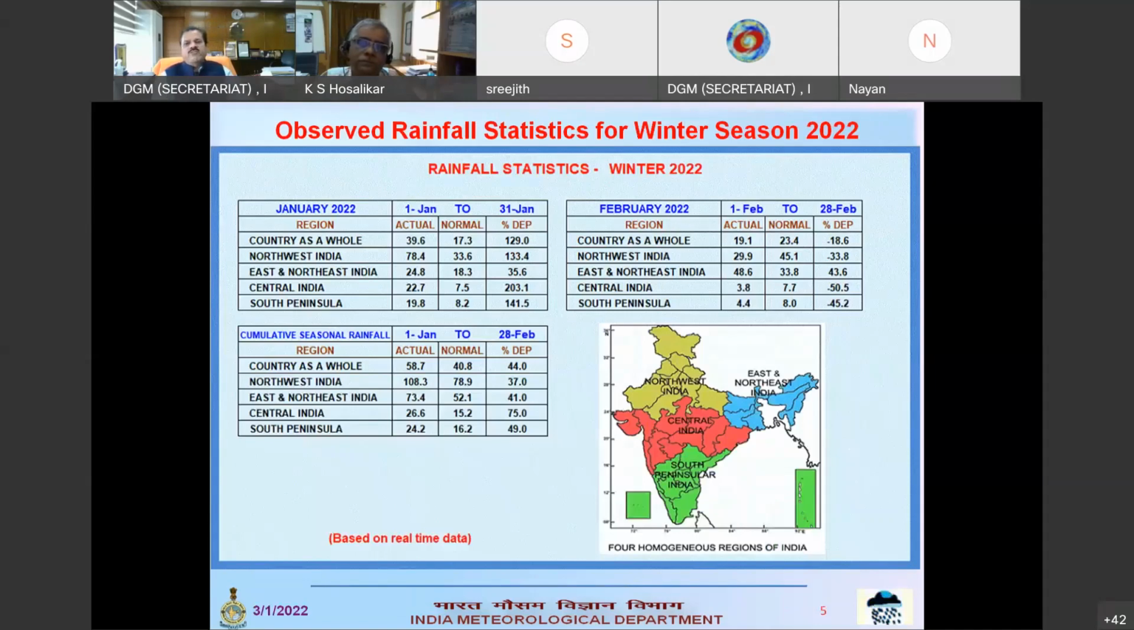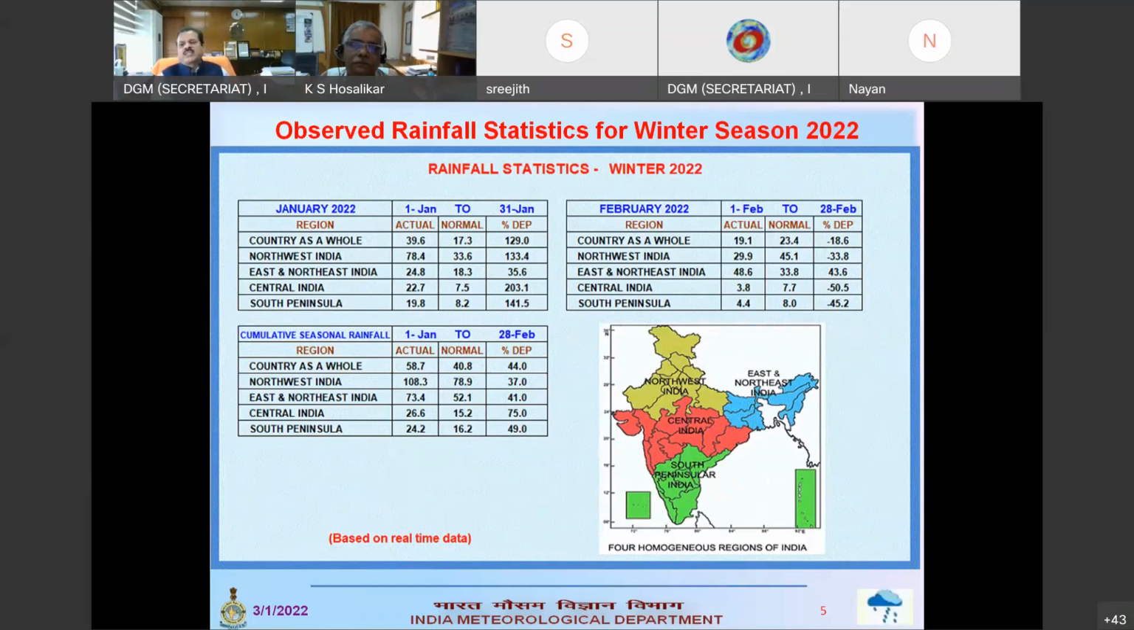Now looking at the rainfall during the months of January and February, you'll find that this year, January has been excessively rainy. For the country as a whole, it was 129% above normal rainfall. And it was above normal over all the homogeneous regions like Northwest India, East and Northeast India, Central India, and South Peninsula. And it was more so over Central India, with 203% above normal in the month of January.